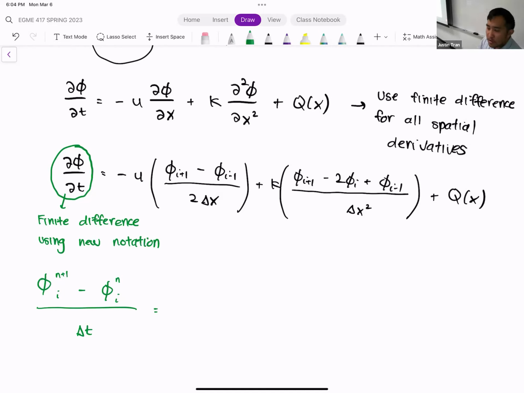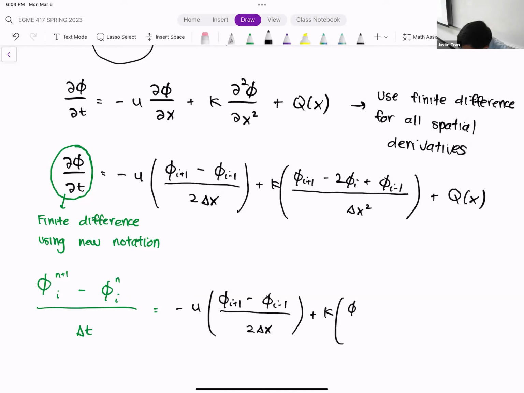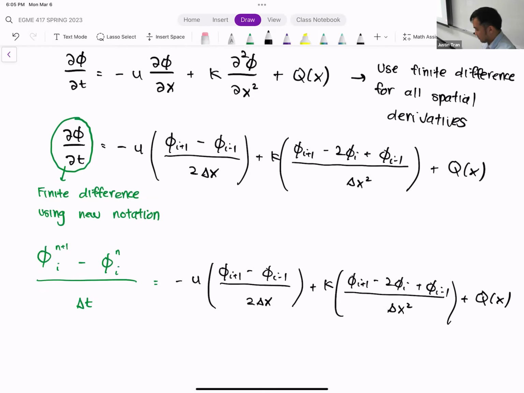So you notice the differencing now is on the superscript and not on the subscript, right? So we're leaving i alone, and the superscript is going from n plus 1 to n. Okay. And then everything else on the right-hand side, we're going to keep the same. So minus u times phi i plus 1 minus phi i minus 1, divided by 2 delta x, plus k times phi i plus 1 minus 2 phi i plus phi i minus 1, divided by delta x squared, plus q of x. Okay.